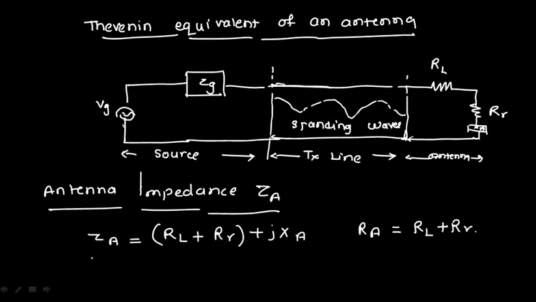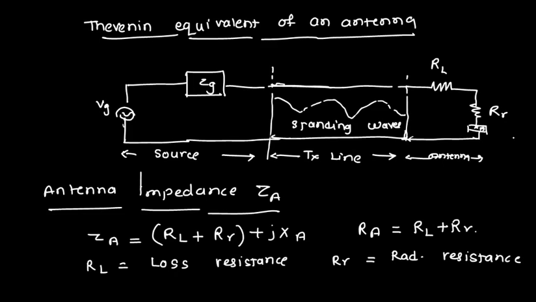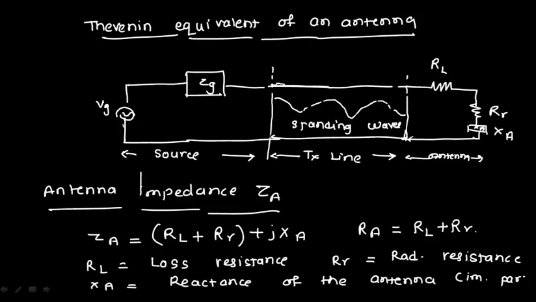So I can say RL is the load resistance or loss resistance. I'll write here: RL, loss resistance, and RR is nothing but the radiation resistance. Okay. Now you can see something here, that is XA. So what is that XA? XA is nothing but the reactance of the antenna, and this is nothing but the imaginary part. Okay, we're going to talk about all these things when we start our actual antenna topics. So this is all about the Thevenin's equivalent of your antenna.